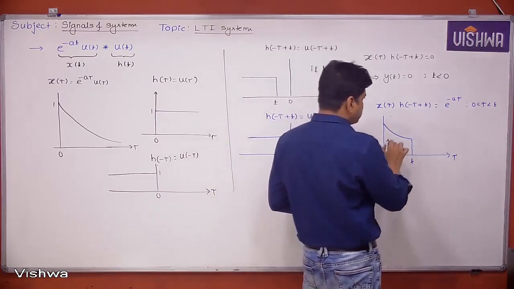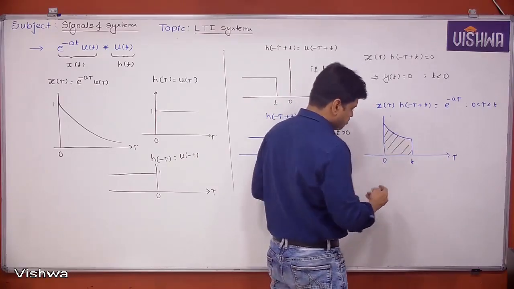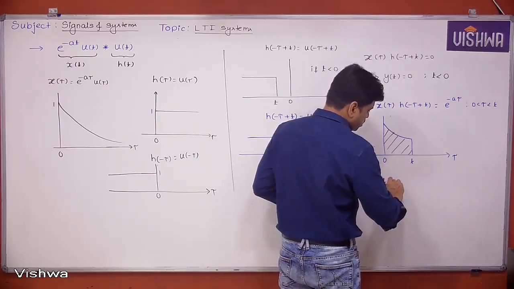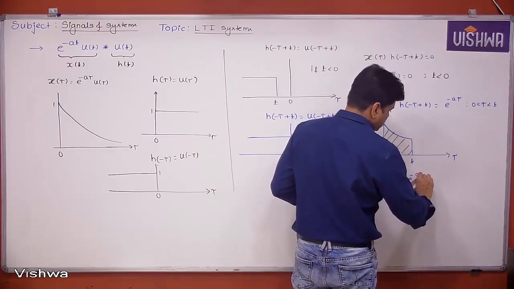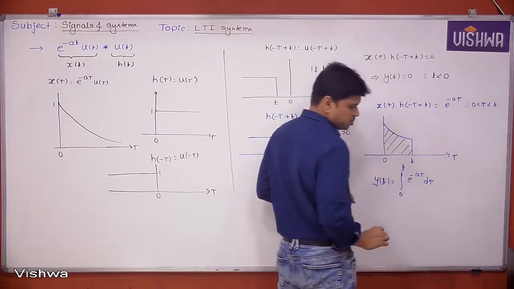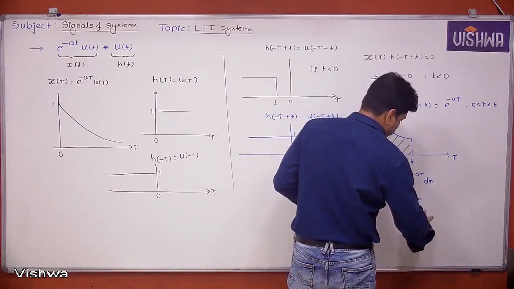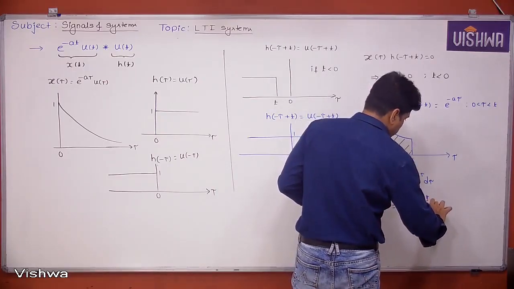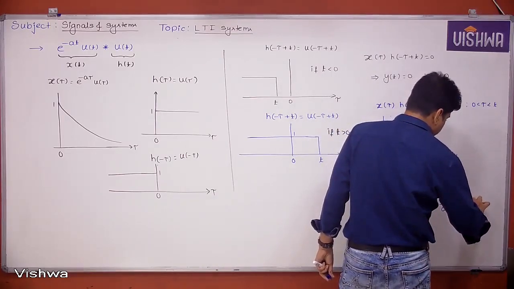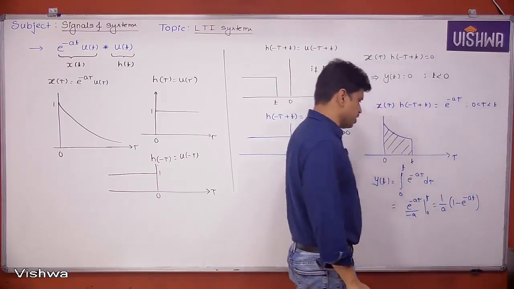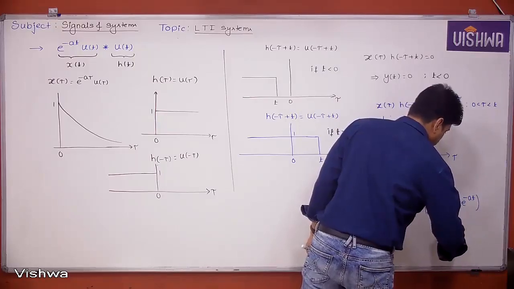Now we have to calculate the area under this curve. So what is y of t? y of t is equal to the integral from 0 to t of e power minus a tau d tau, which is equal to e power minus a tau by minus a from 0 to t, which is nothing but 1 by a into 1 minus e power minus a t. So that's what we are going to get. This is y of t when t is greater than 0.